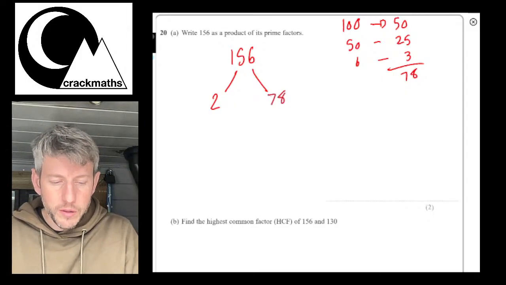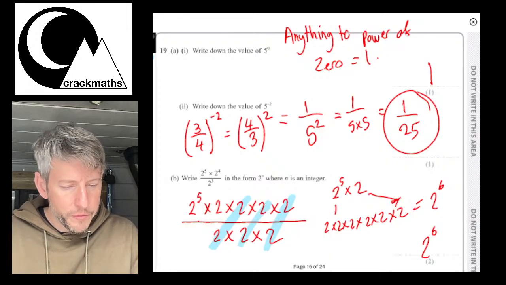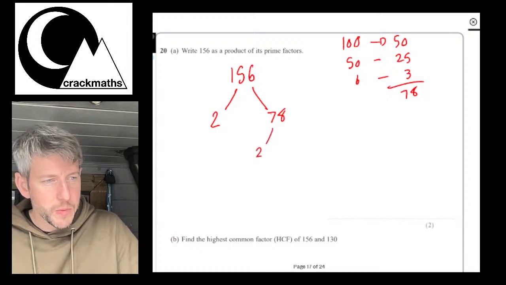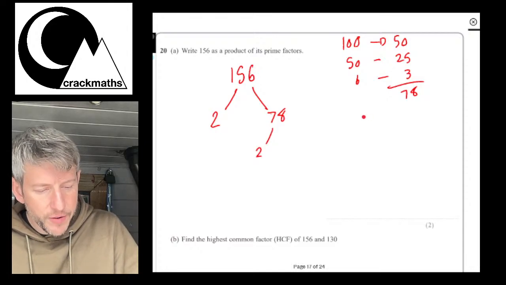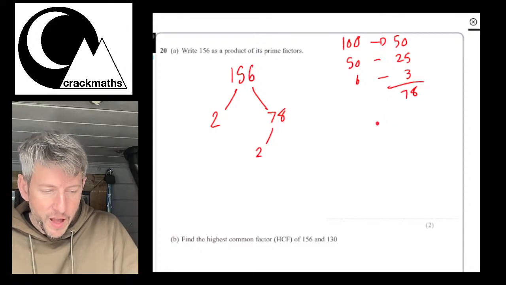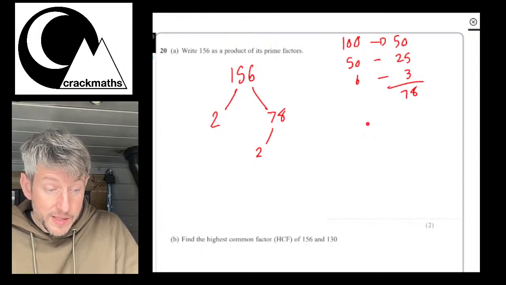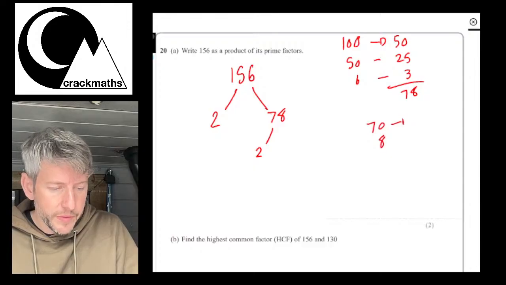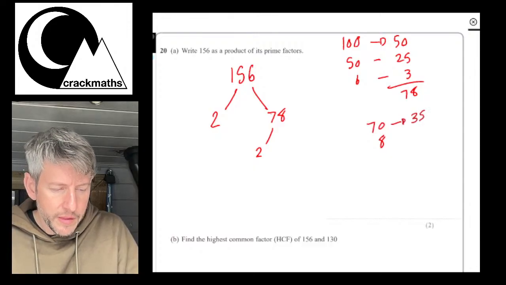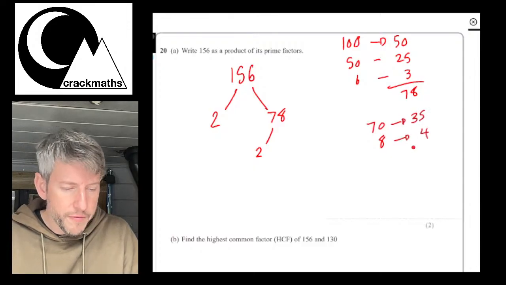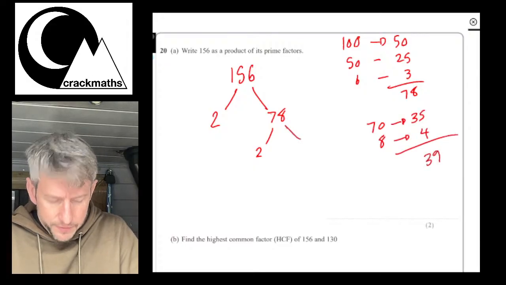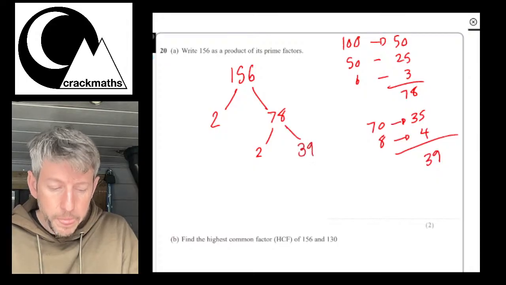And now what we've got is 78 divided by 2, because that's an even number as well. So 78 divided by 2, well, I can think of this as 70 and 8. 70 divided by 2, half of 70 is 35. Half of 8 is 4, so half of 78 will be 39. So there we go, 39.